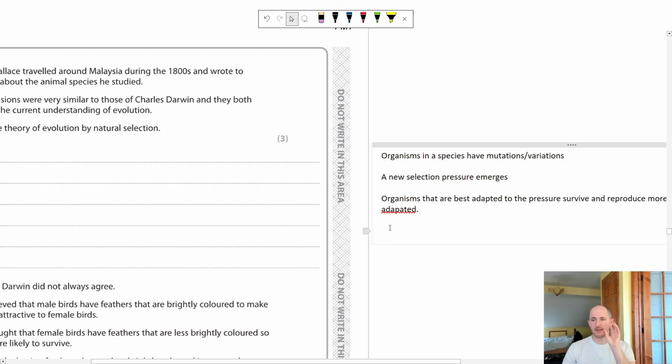Even members that are not adapted can survive and reproduce. Of course. Again, that's just something that annoys me a bit, but whatever.